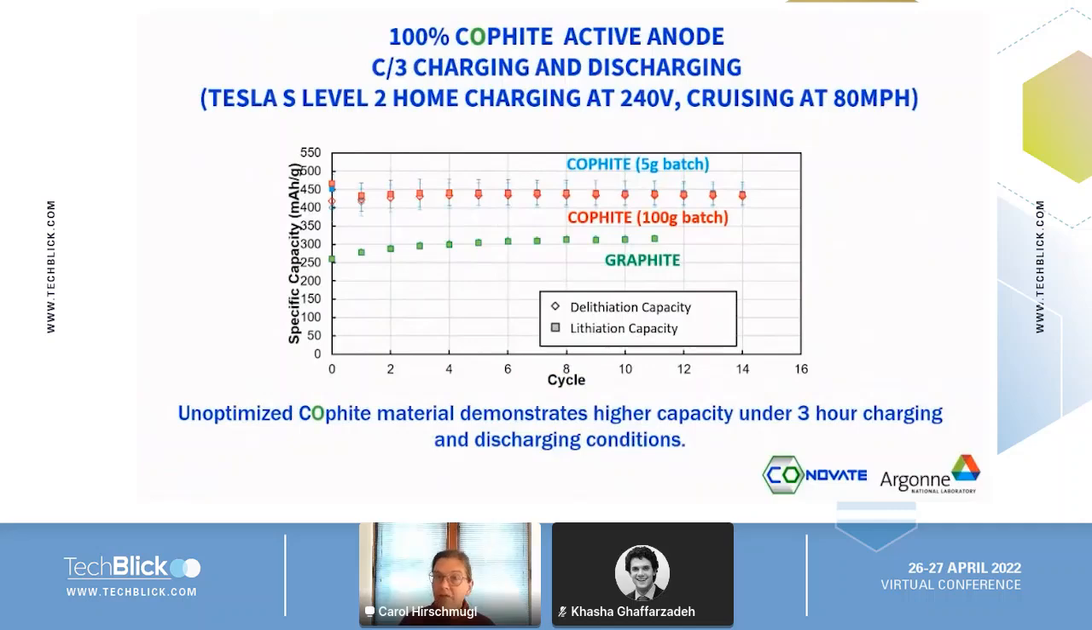So just to show that we do have higher capacity than graphite, we've made batteries with our material, COphite, and compared them to similar batteries made with graphite. And we show that under cycling at C/3 charging and discharging rates, we're achieving this higher capacity over the first 15 cycles.